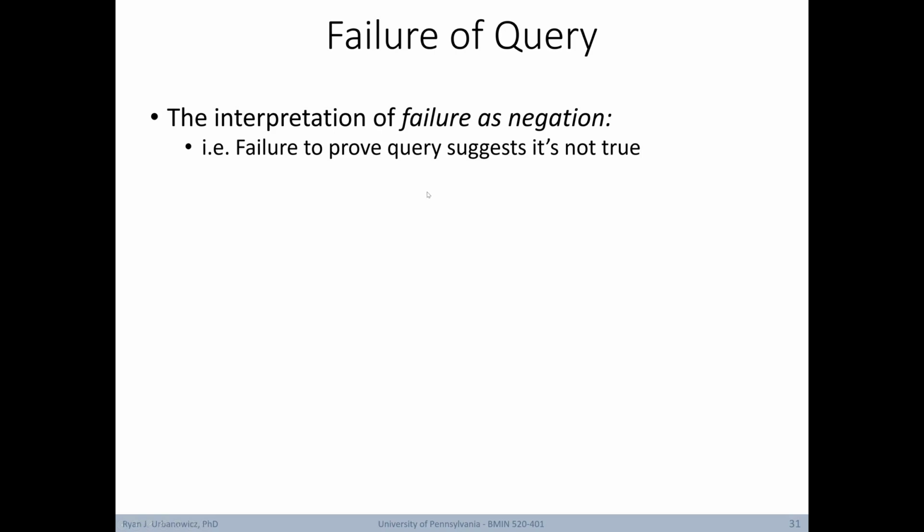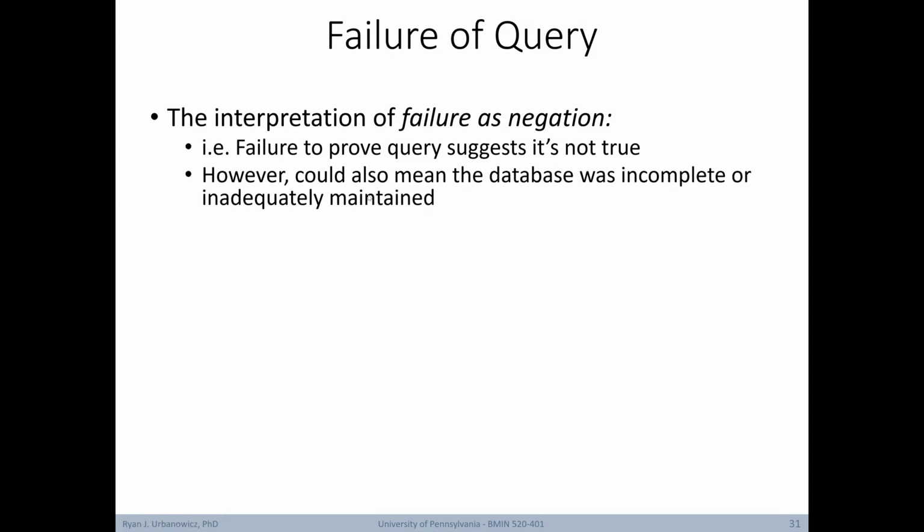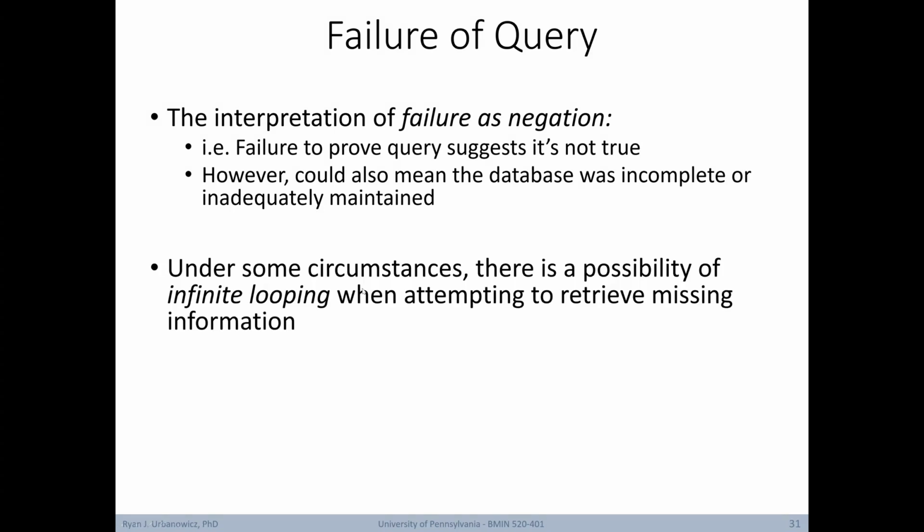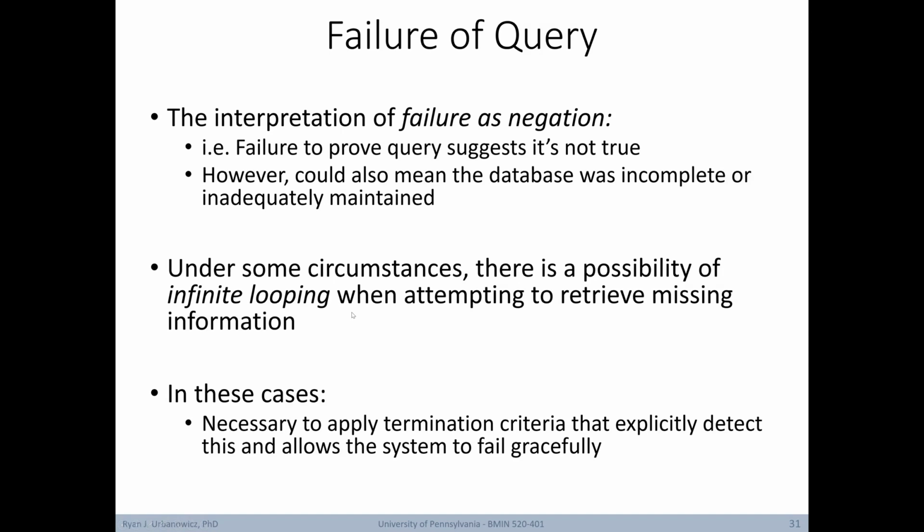When you have a query fail, you could have the interpretation of failure as negation. In other words, failure to prove the query suggests that it's not true. However, failing to prove the query could also just mean that the database was incomplete or inadequately maintained, so that's something to keep in mind. Under some circumstances, there's a possibility of infinite looping when attempting to retrieve some missing information. In these cases, it's necessary to apply termination criteria that explicitly detect this and allow the system to fail gracefully. So in other words, when you're building an expert system, there may be situations where you need to be careful not to allow an infinite loop to ever occur.